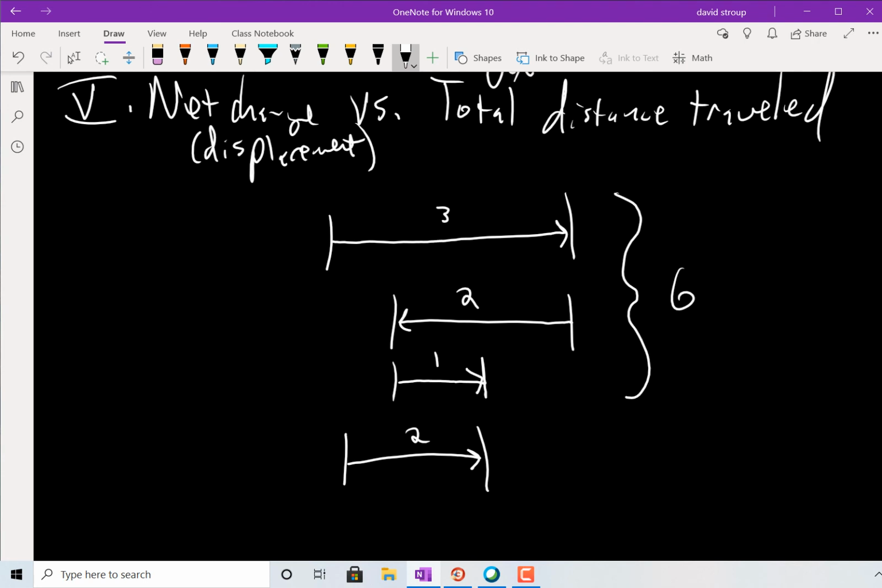So this is total distance, but the overall actual change, the net change or displacement, is just 2.